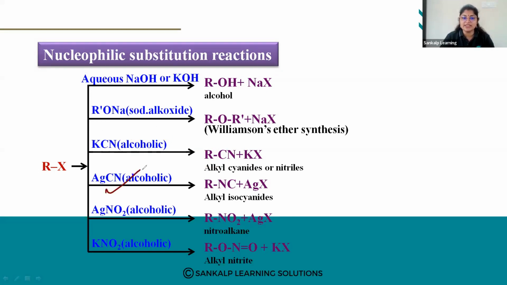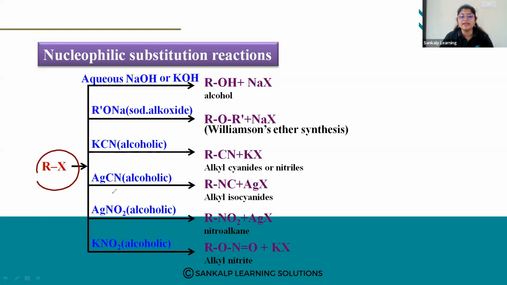So it forms alkyl cyanide as the main product because KCN is ionic. AgCN, on the other hand, is covalent in nature, and here only nitrogen is available for linking. Hence, alkyl isocyanides are formed. So these are another set of nucleophilic substitution reactions.